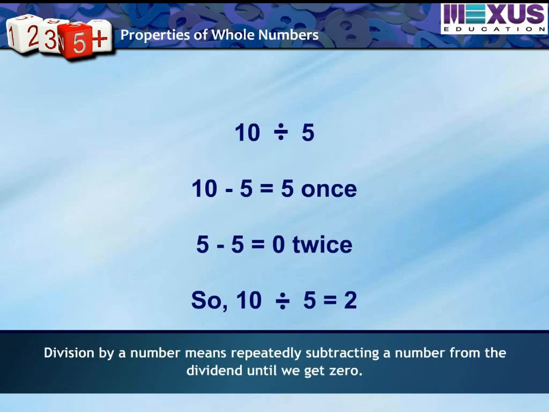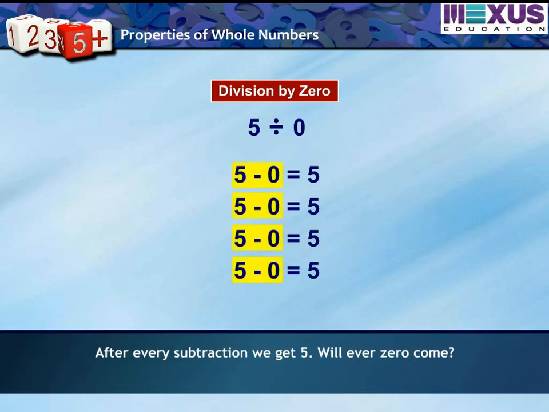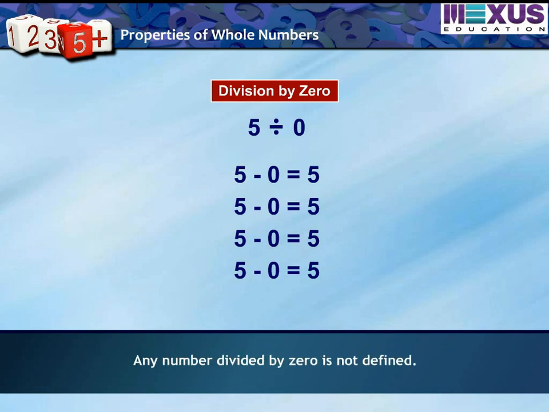Division by a number means repeatedly subtracting the number from the dividend until we get 0. Example, 10 divided by 5. Here we get the answer 2. What if we divide 5 by 0? Let's see. After every subtraction we get 5. Will 0 ever come? No. Therefore, any number divided by 0 is not defined.